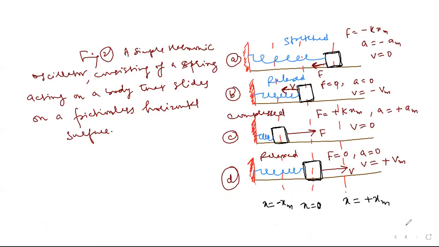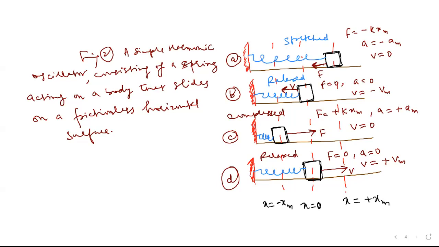So simple harmonic oscillator, if we have a block placed on a horizontal frictionless surface and acted upon by spring and oscillating under the action of this spring, that is an example of simple harmonic oscillator. Then we explained its oscillation.